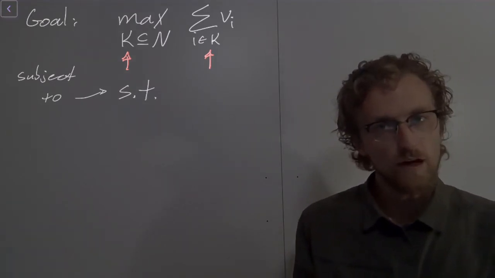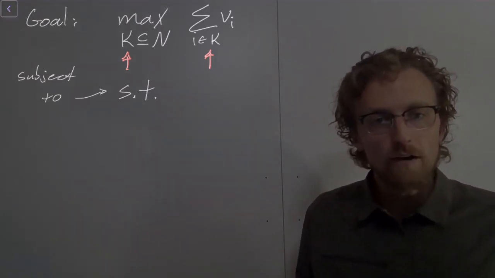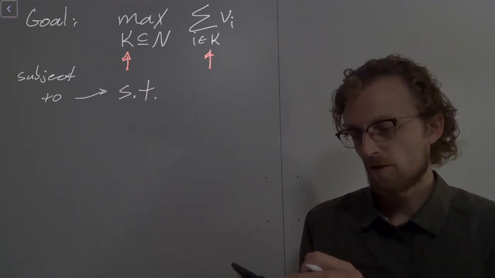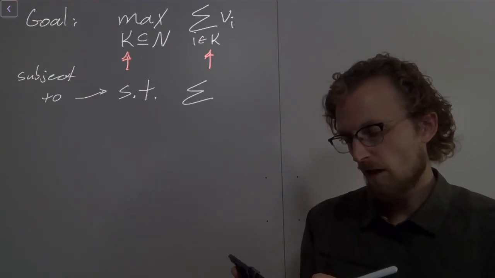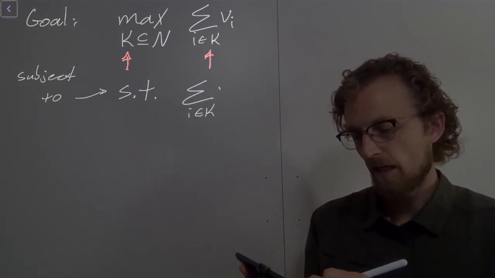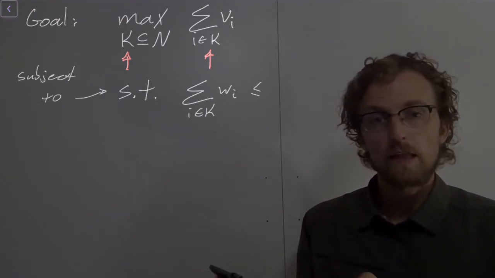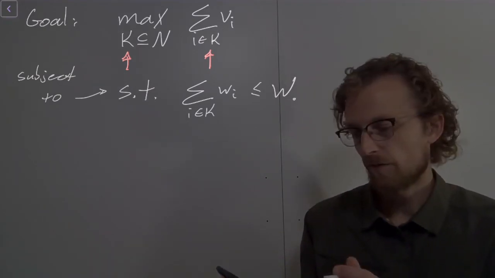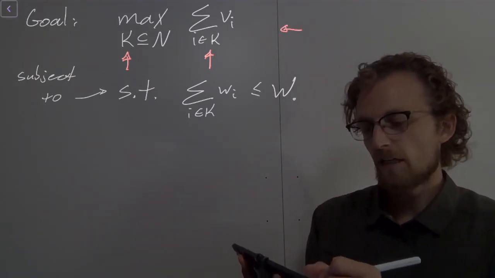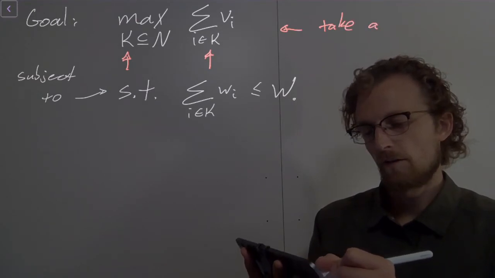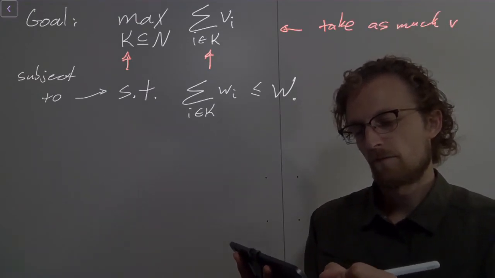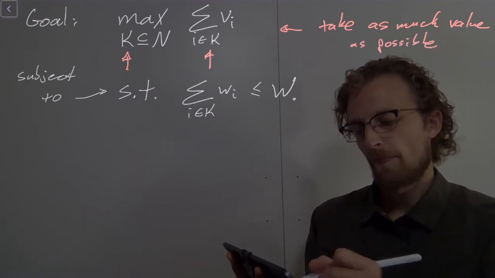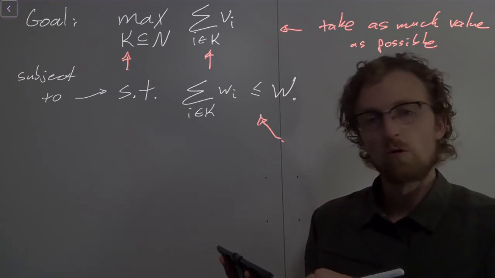Subject to the constraint that the sum of the weights of everything I take cannot exceed the capacity of my knapsack. So subject to the sum over i in K of wi has to be less than or equal to my overall capacity W, right? So this is, take as much value as you can possible. And this is, don't overflow the knapsack.